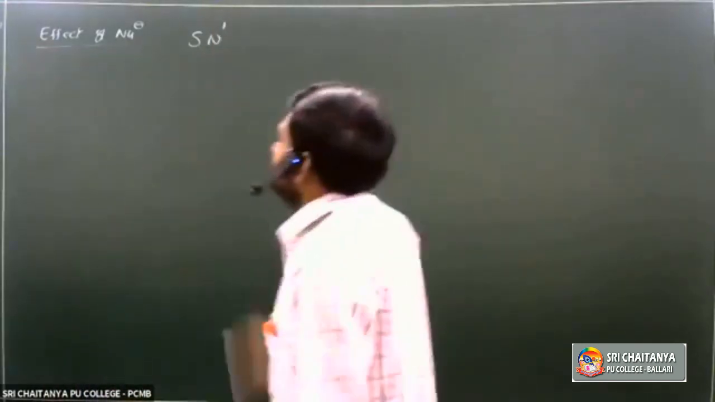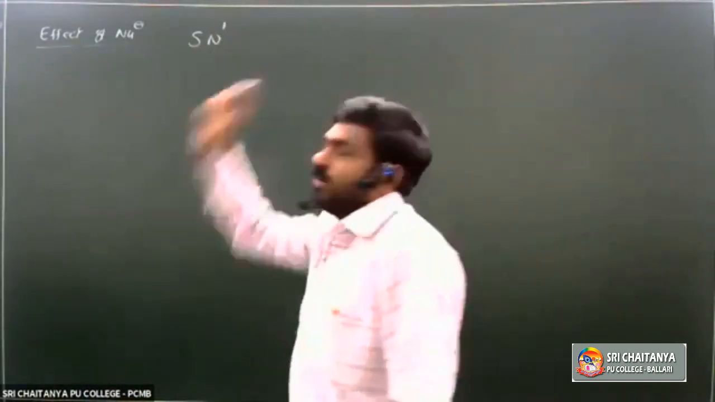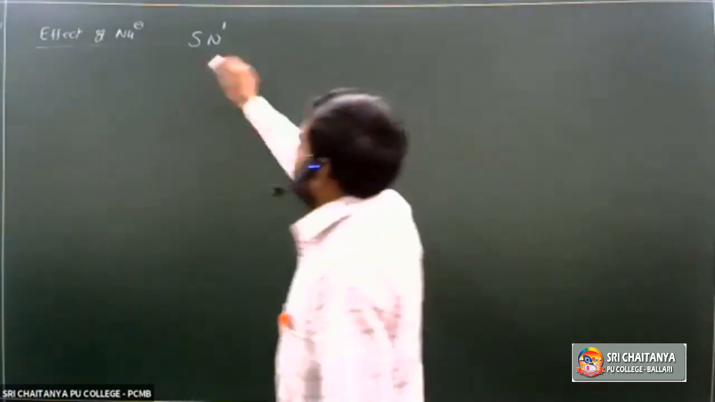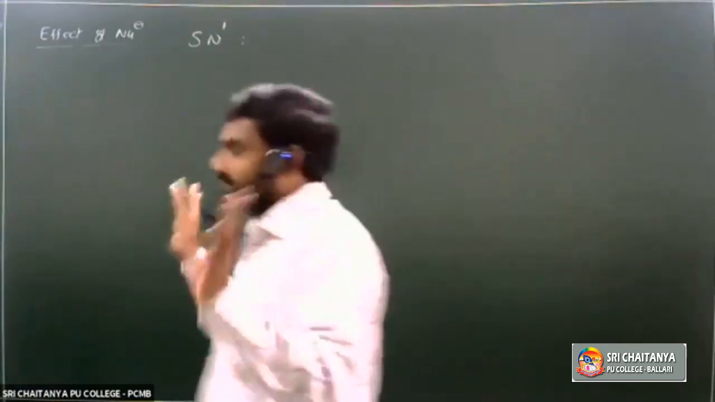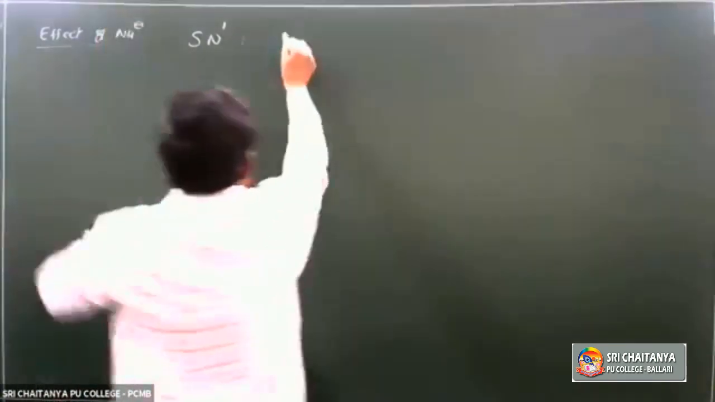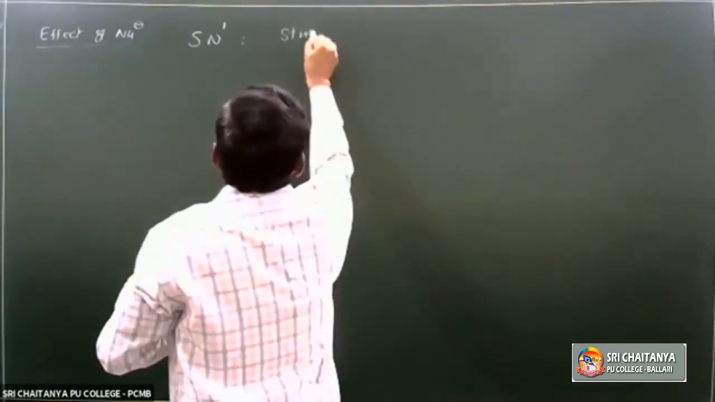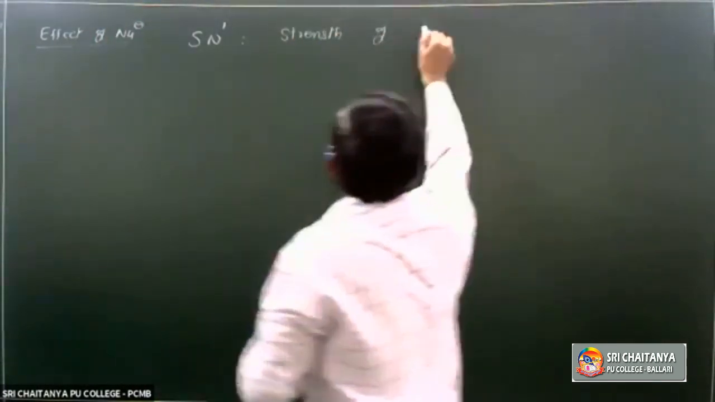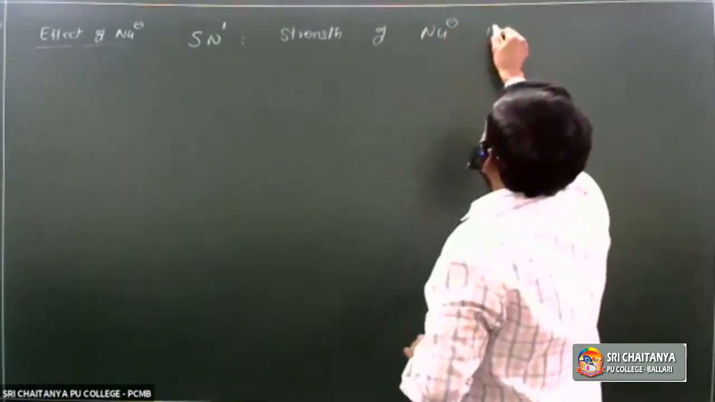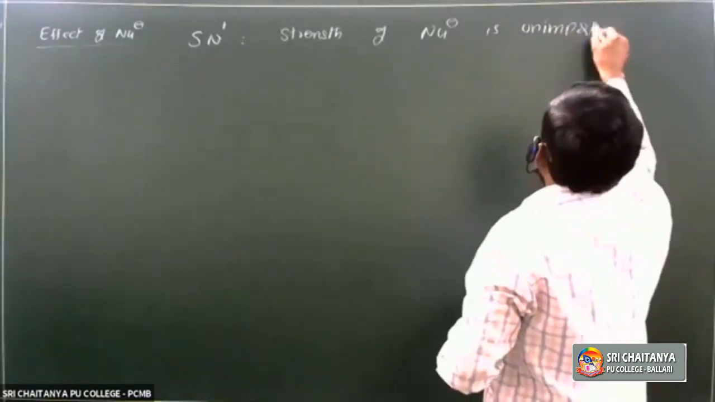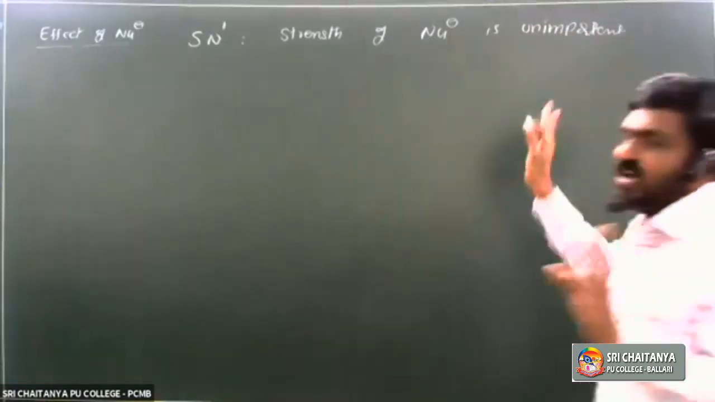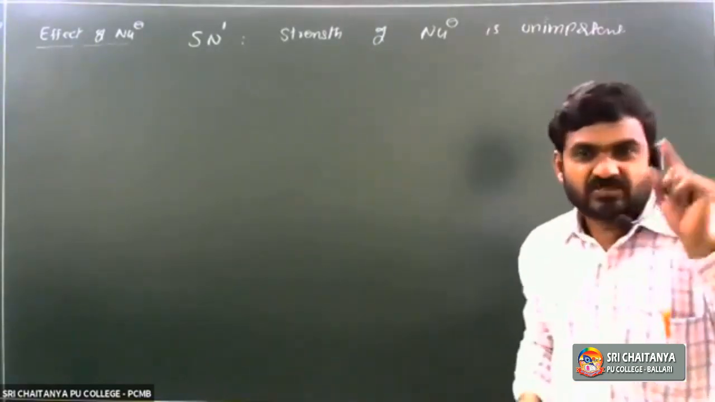SN1 mechanism: substitution, nucleophilic, unimolecular. So in case of SN1 reaction, the effect of nucleophile is negligible. The strength of nucleophile is unimportant because the reaction takes place in two steps.